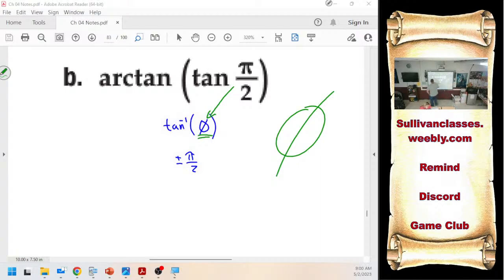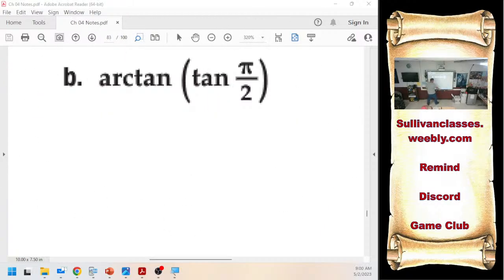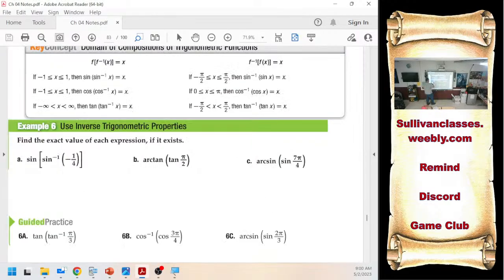And that is also why our domain is all real numbers for arctangent, but my range is negative pi over 2 to pi over 2 with parentheses, because I can't go back to plus or minus pi over 2, because they're not included in the range. It was a really good question, just a point of clarification on it.